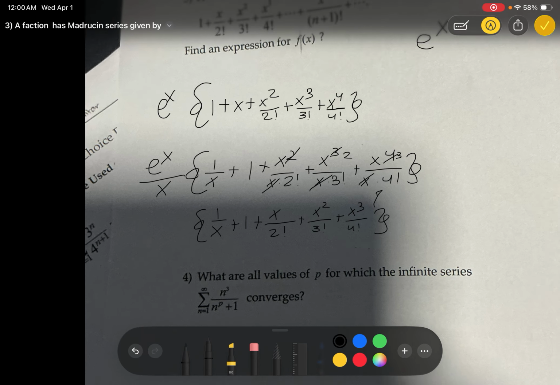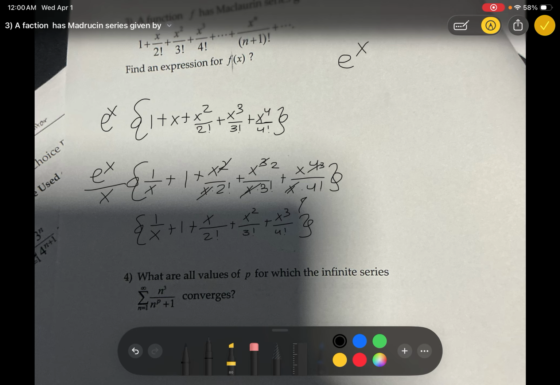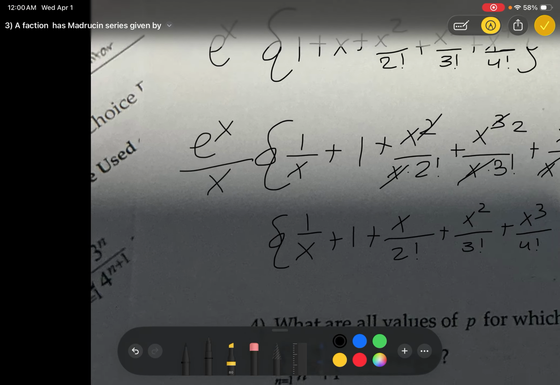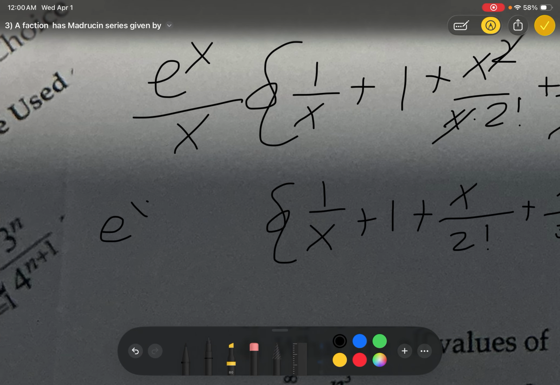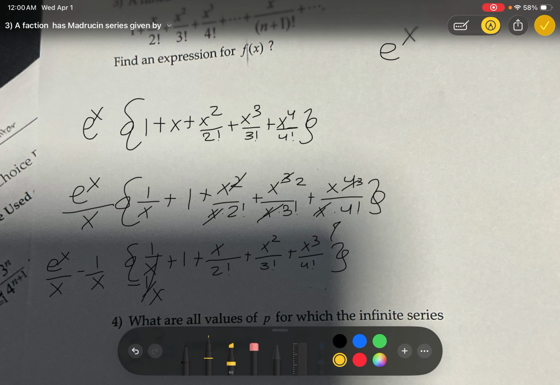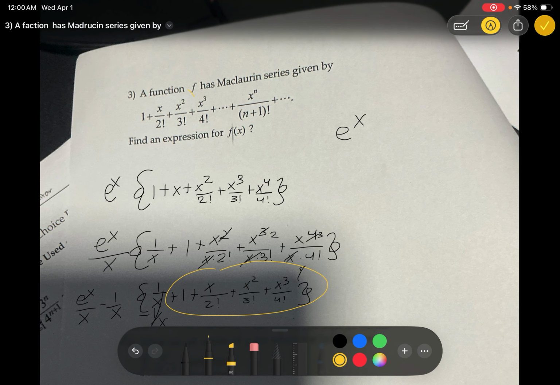Alright, now comparing this, we're not quite done yet. We still have a 1 over x here. So now what we're going to do is e to the x over x. Then we're going to subtract this and move it here. And if we look from here to here, this is the exact same thing.